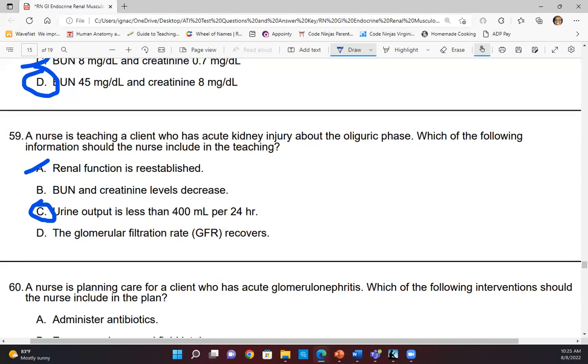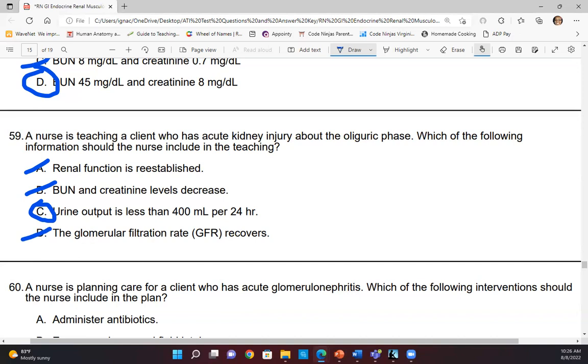So the BUN and the creatinine levels decreased. This is actually associated with the diuresis or the diuretic phase, right? The BUN and the creatinine levels decreasing. So we can cross that out, B. And then D, the GFR rate recovers. This is associated with the diuresis phase of acute kidney injury. So we know that that is not correct. So C is going to be correct.